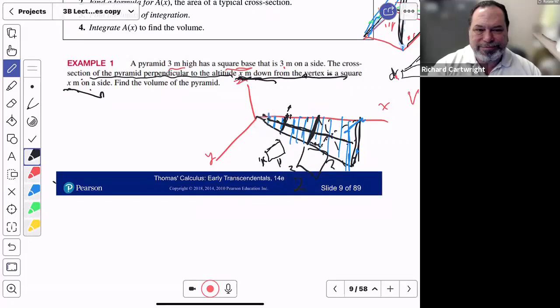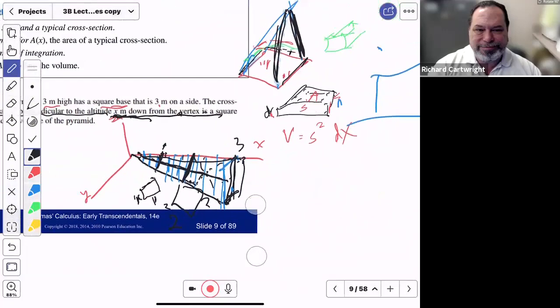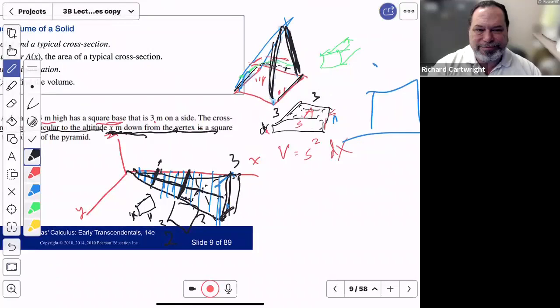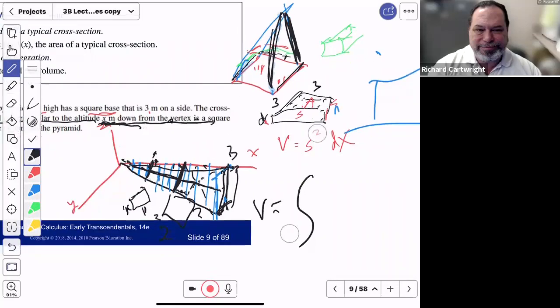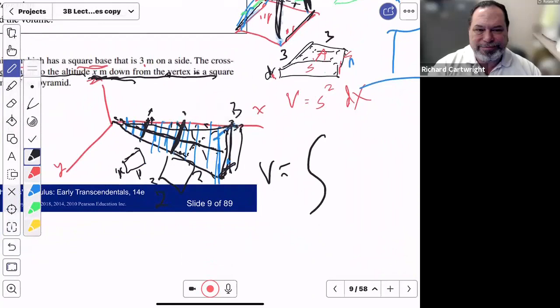If I go all the way to the height of this pyramid, he said it was three, remember? If I go all the way to three, then what's the dimensions of the bottom? Three by three. So I know how high, I know what the side is based on which X I'm cutting at. So the question is, what would be my limits? Where do my squares begin? X equals what? Three, two, one. That was a two, that was a one. What is this one? Zero. So I start at zero.